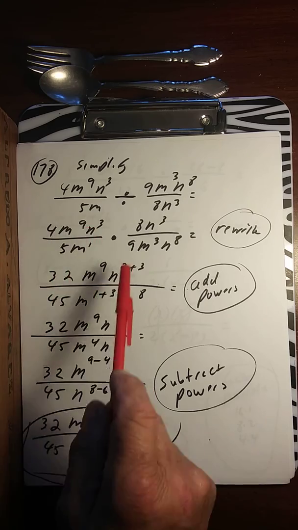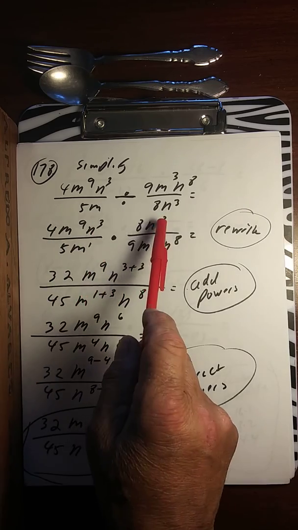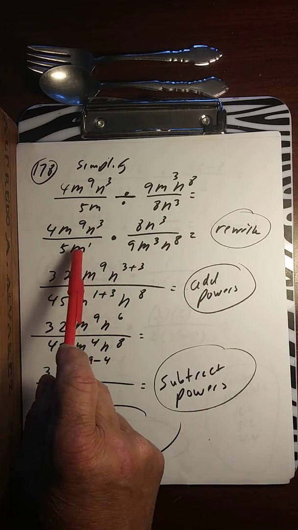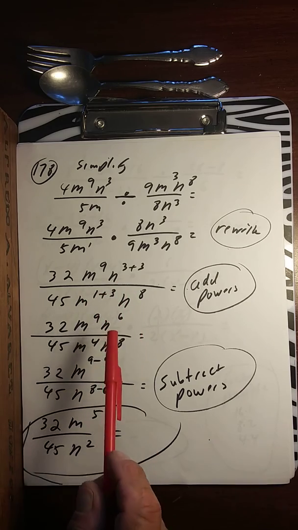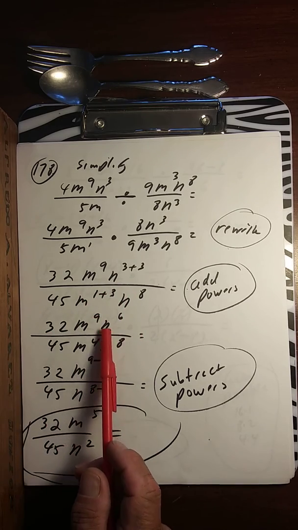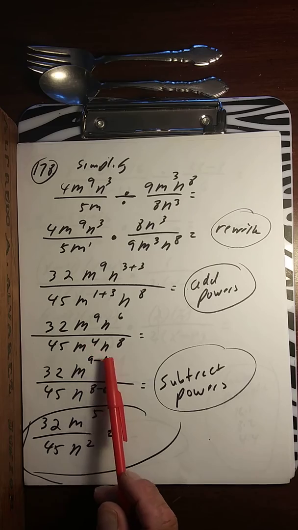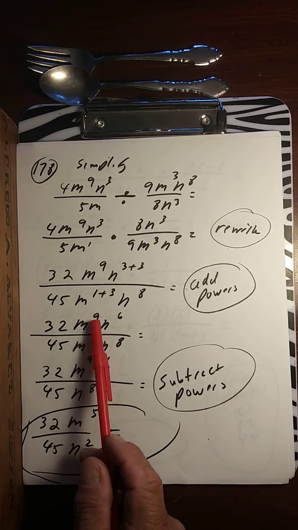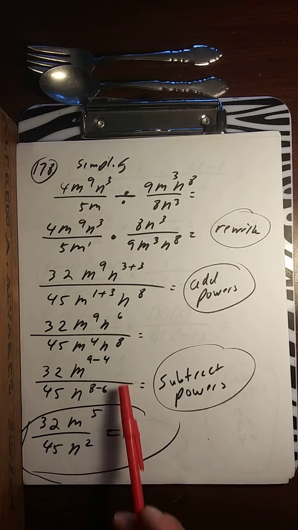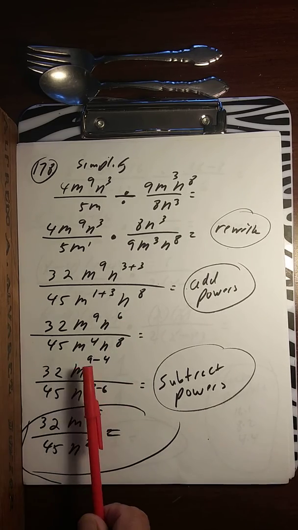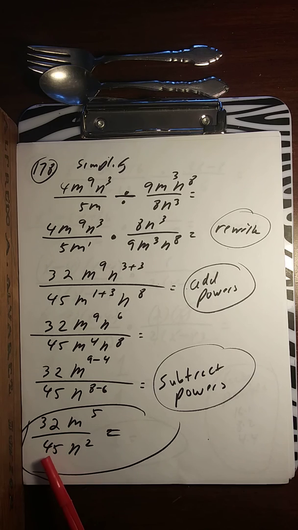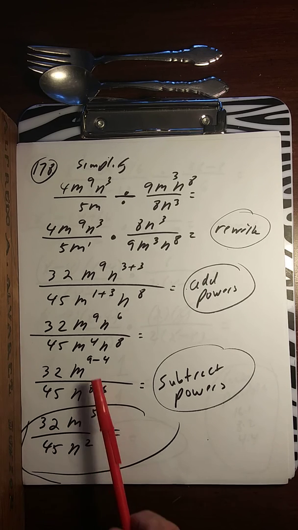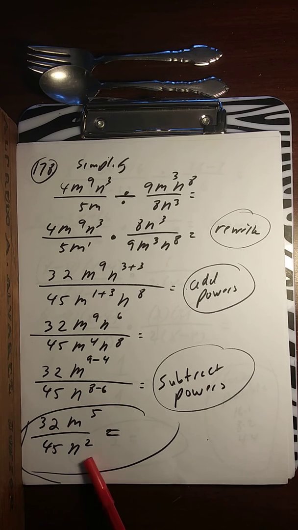And M9 and N3. Put them together. 3 plus 3. And M1 and that. Add them together. So now we have 32, M to the 9, N to the 6, over M to the 4, N to the 8. Subtract the powers. So you're going to go 9 minus 4 and 6 from the 8 on the bottom. Do numerator, denominator. So we have 32 over 45, and M to the 5 from this, N to the 2 from this.